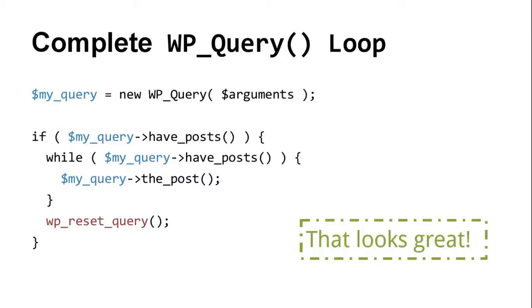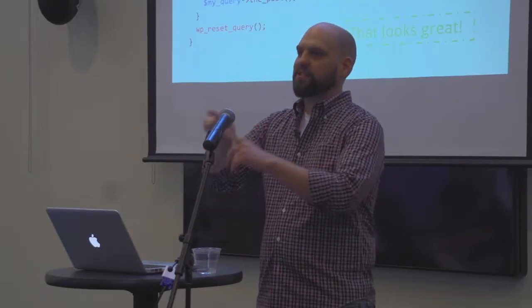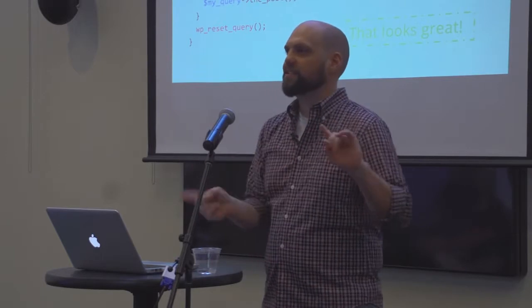So now we actually have a complete WP_Query loop that is ready to go. We can use this code, we can use this template to write our own loops all day long, and we're not going to mess up anything in WordPress. Well, there's an asterisk there. The admin side is a little different.